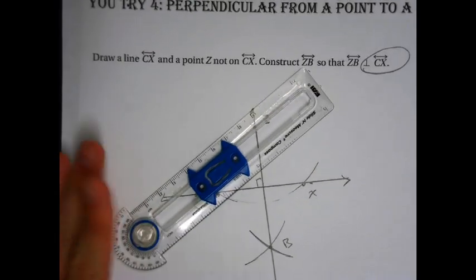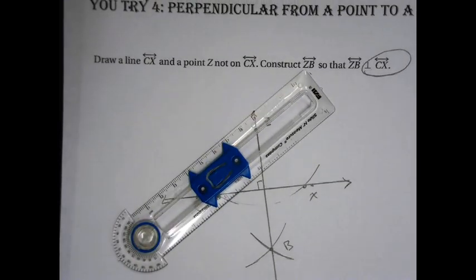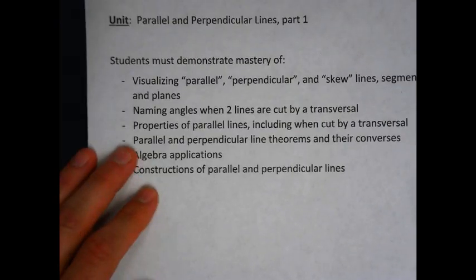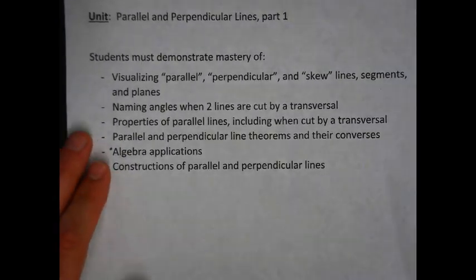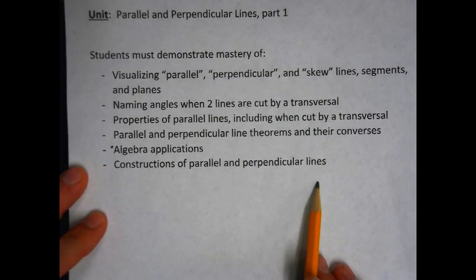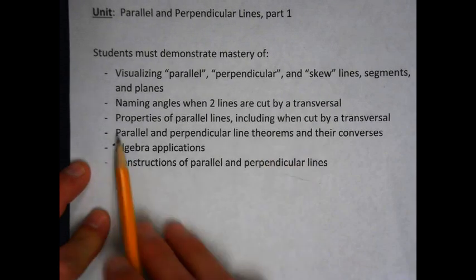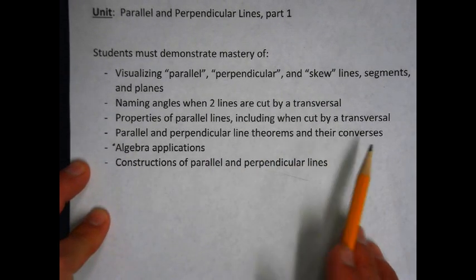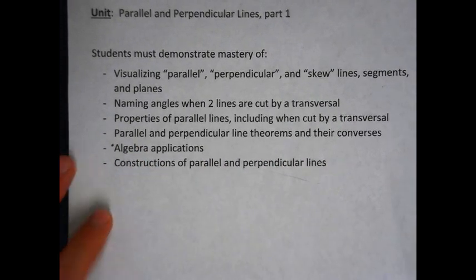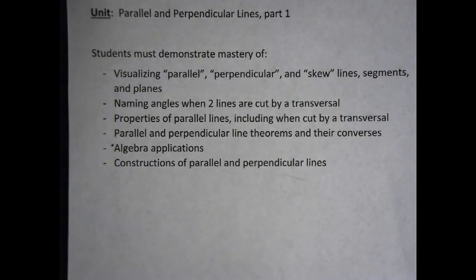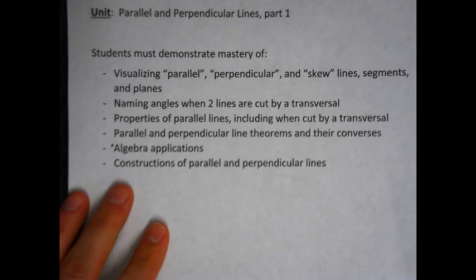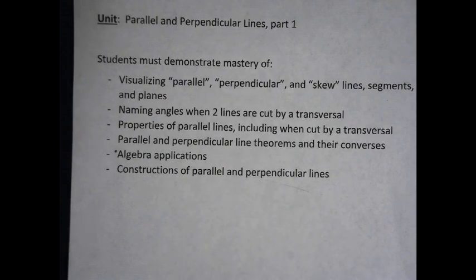So now we're done with parallel lines. We're done with perpendicular lines. So we should have now mastery of this entire unit. Going backwards, we totally constructed parallel and perpendicular lines. We did algebra applications all throughout. We know our line theorems and their converses. And we know properties of lines and when they're cut by a transversal, naming angles, and visualizing geometry. That is the unit, folks, and I'm out.